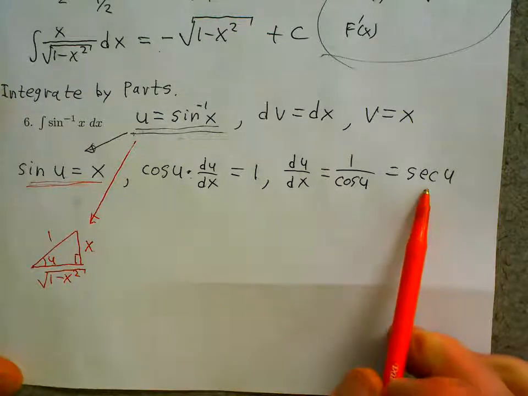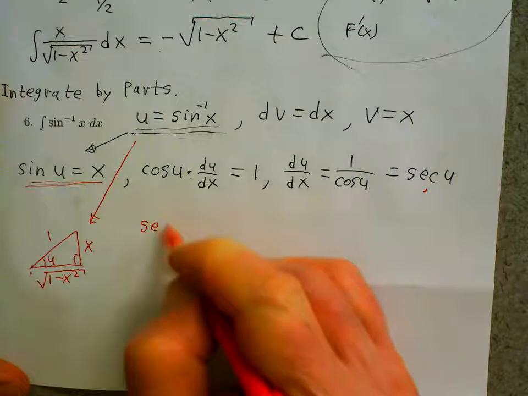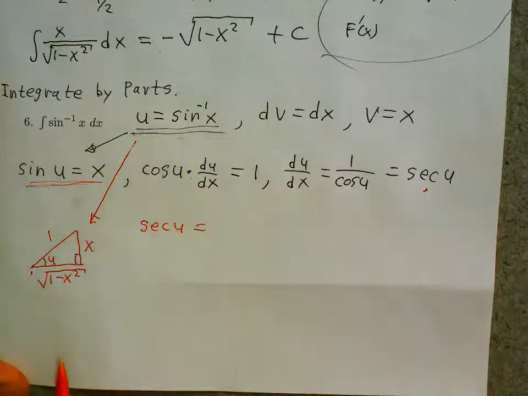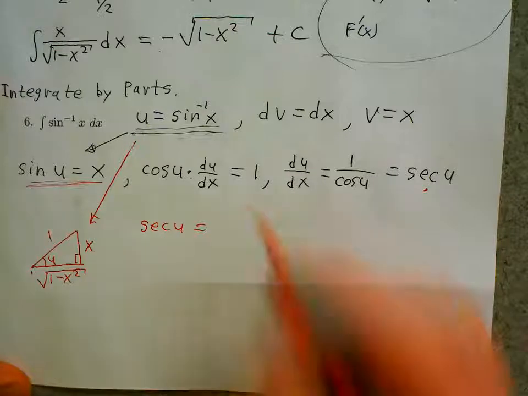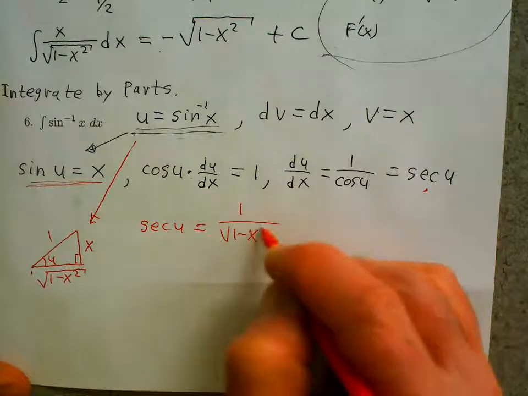And we want to know what secant of u is from this right triangle. So secant of u, well, that's the reciprocal of cosine of u. So it's 1 over the square root of 1 minus x squared.